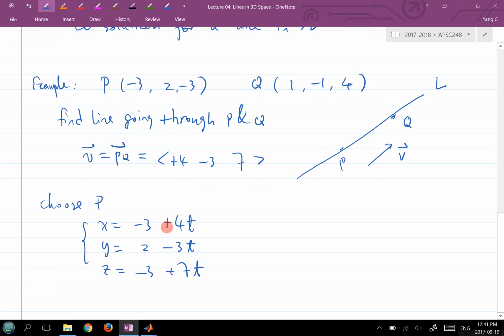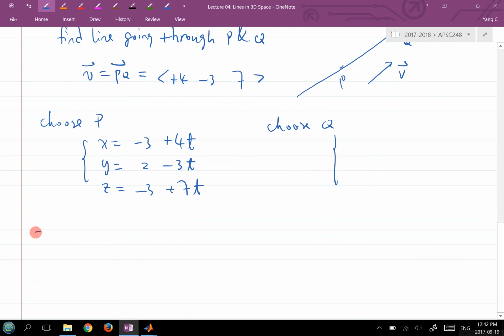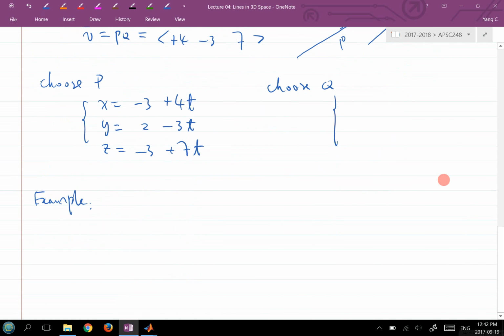If you choose Q, you can write it down yourself and you'll get a different set of equations. But bear in mind, they are describing the same straight line. Okay, so let's take a look at another one. This is a very typical question you will probably see in an exam, in a midterm type of exam.